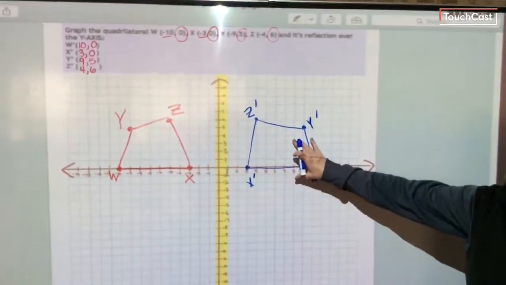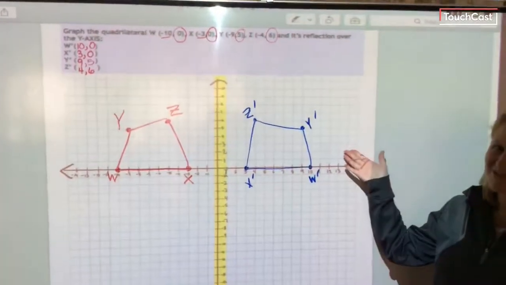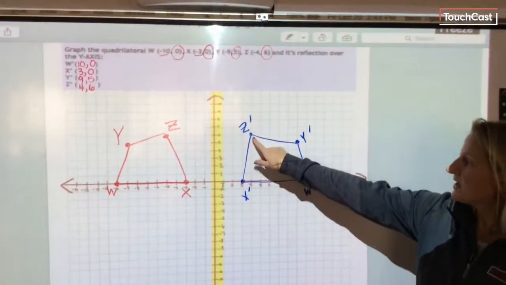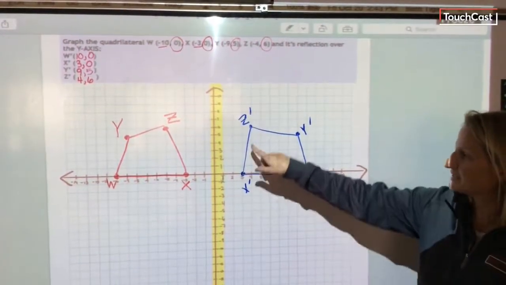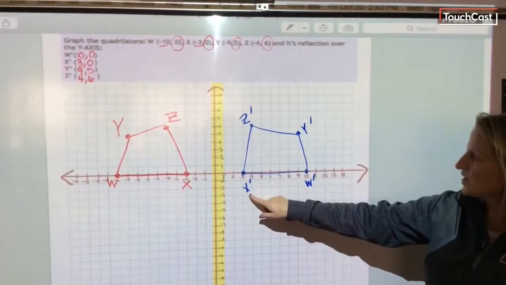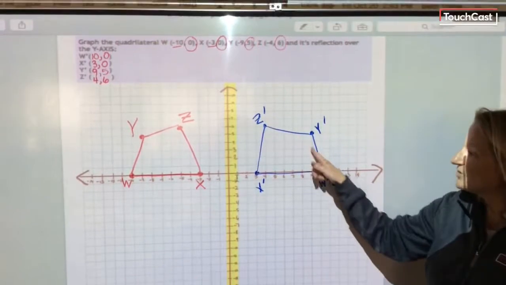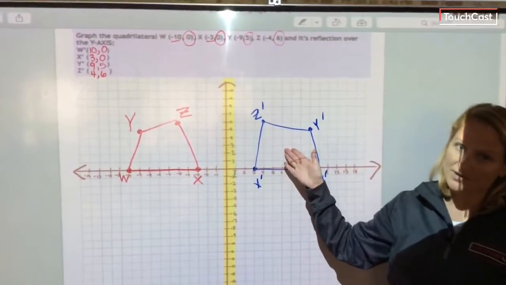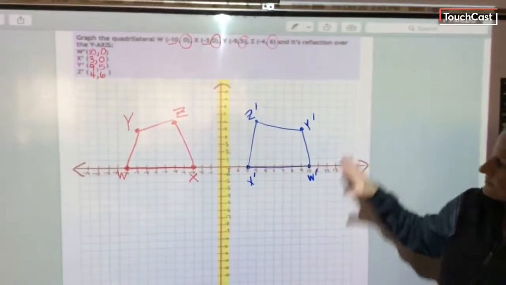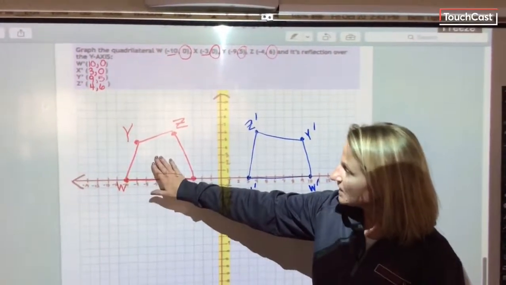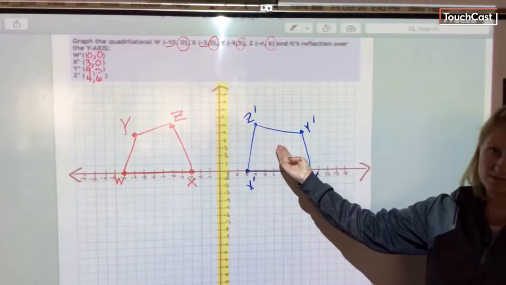Okay, so now that you've already graphed it, does your image look like this? It should. There's a couple things that you need to make sure of. Do you have a point at all of these? Did you label x prime, y prime, w prime, and z prime? And did you connect it? Hopefully yours looks better than mine if you use the shape tool, but it should look just like this. And it looks like we took this figure and flipped it over, okay?